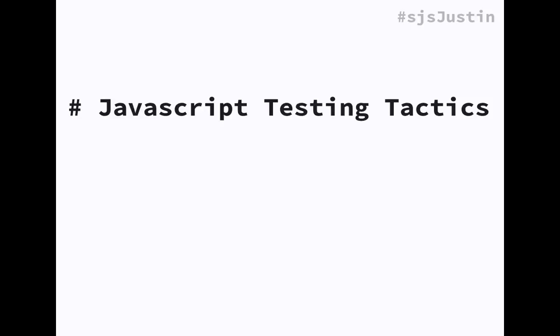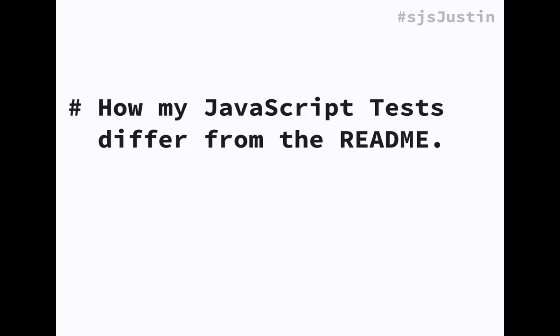Hi everybody, I'm here to talk about JavaScript testing tactics. An alternate title might be how my JavaScript tests differ from the README. It's not stuff that you necessarily see if you just download a framework or read a simple tutorial. This is based on several years of, in the wild, actually trying to do test-driven development in JavaScript.